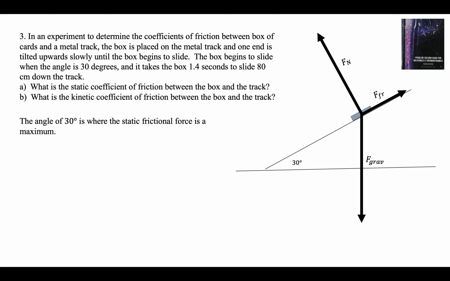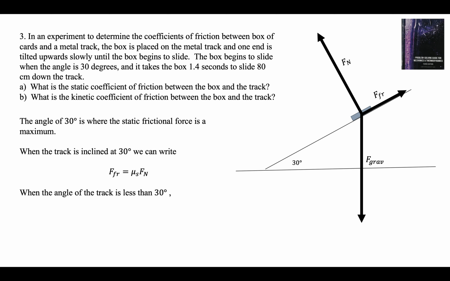The angle of 30 degrees is where the static frictional force is a maximum. It reached the maximum. We can write frictional force equals mu static Fn at 30 degrees. Before 30 degrees, the frictional force is less than mu static N. Mu static N is the biggest the static frictional force can get. Just before the box begins to slide, the sum of the forces on it is 0. Nothing's happening.